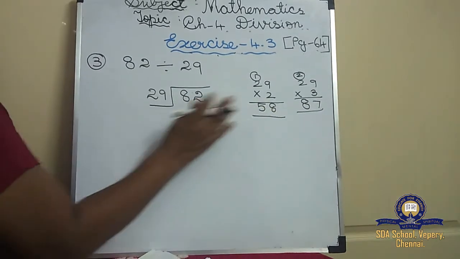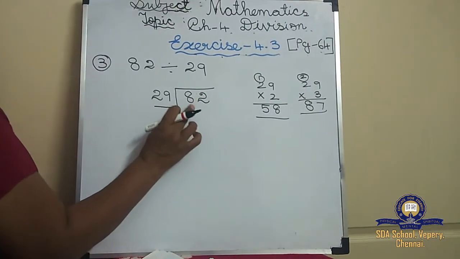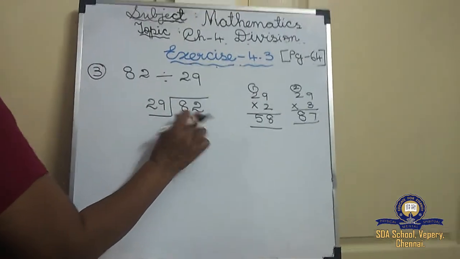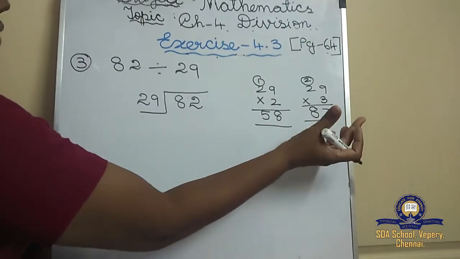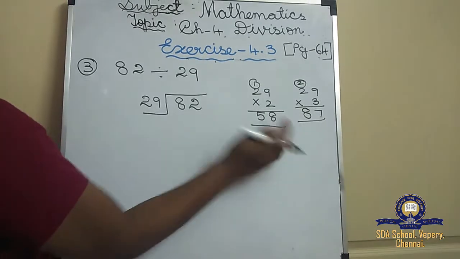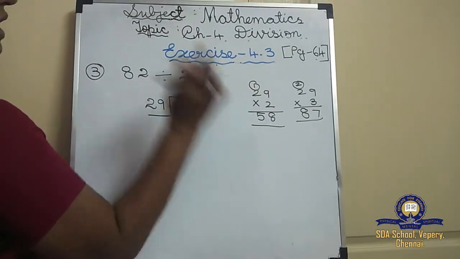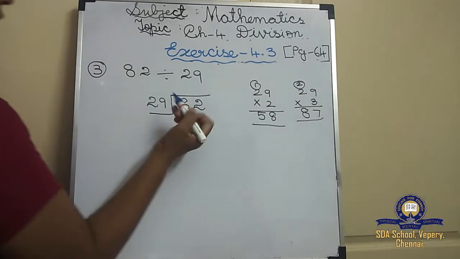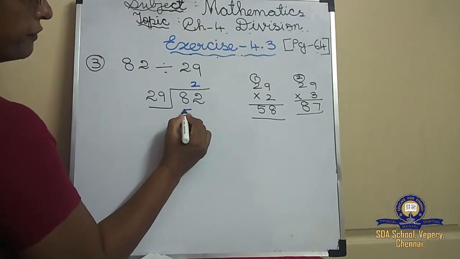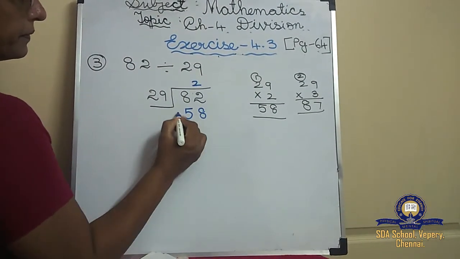So what's the answer? 8. See, only 2 you can write because it's 82 only that is there. So in this, the dividend is 82. Can we write 87, children? No, you can't write. So what do you have to write? The before number. What is it? 29 twos are 58. Okay.